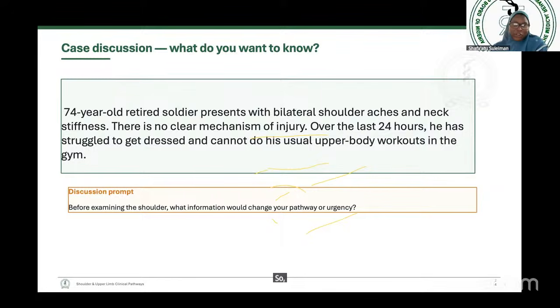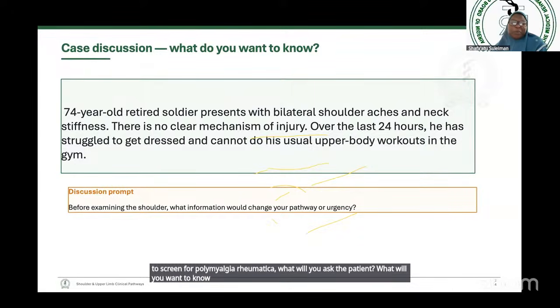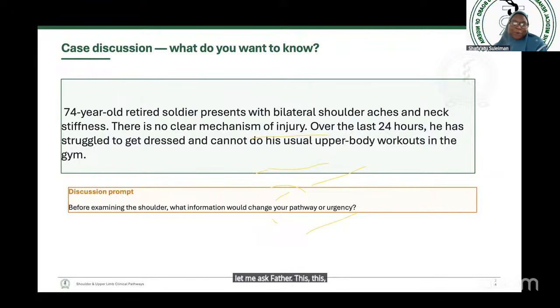So it's polymyalgia rheumatica, yeah? I've reminded you. So, what will you ask to screen for polymyalgia rheumatica? What will you ask the patient? What will you want to know? Could it be polymyalgia? Let me ask further. What would you want to know?